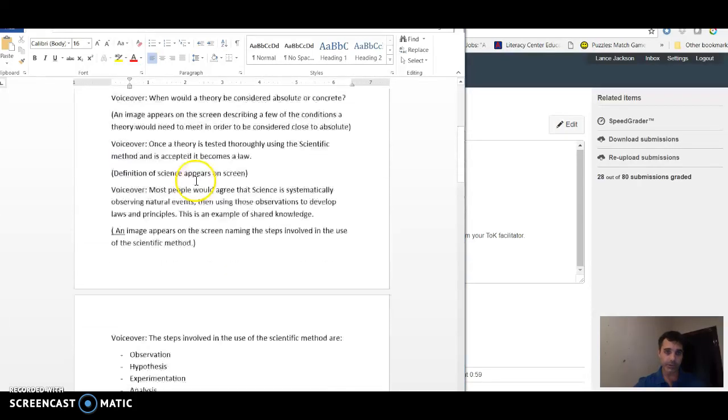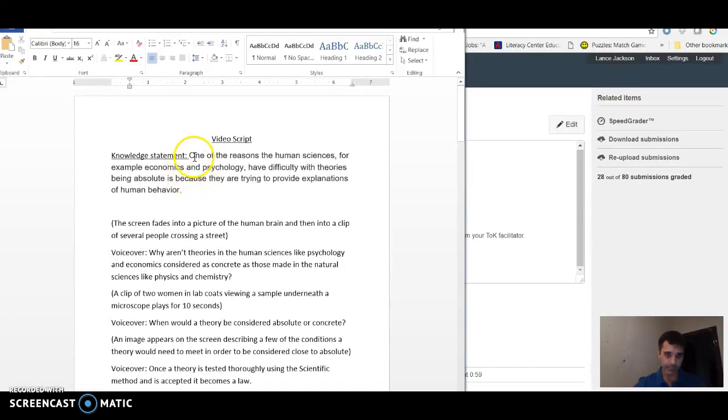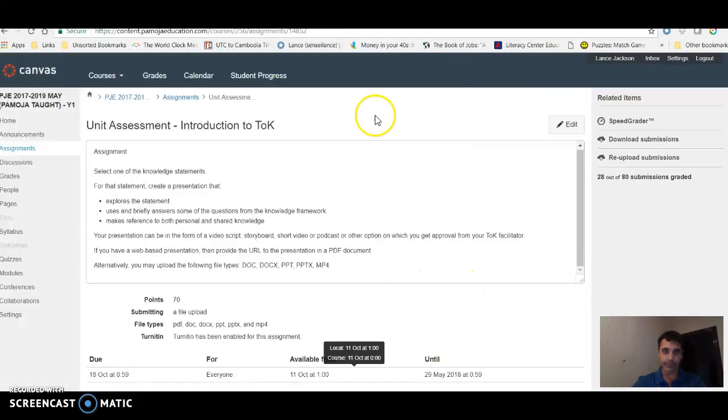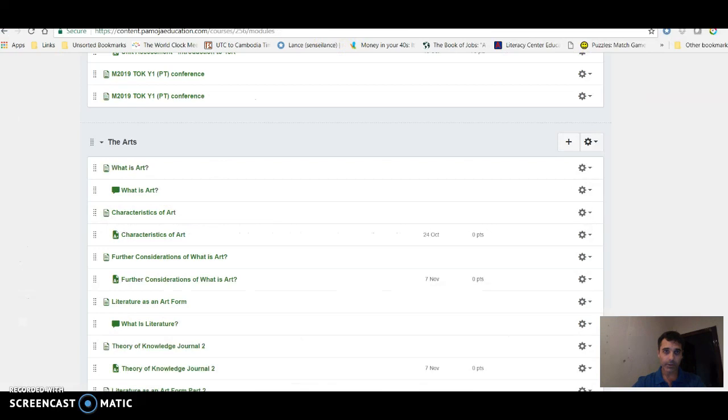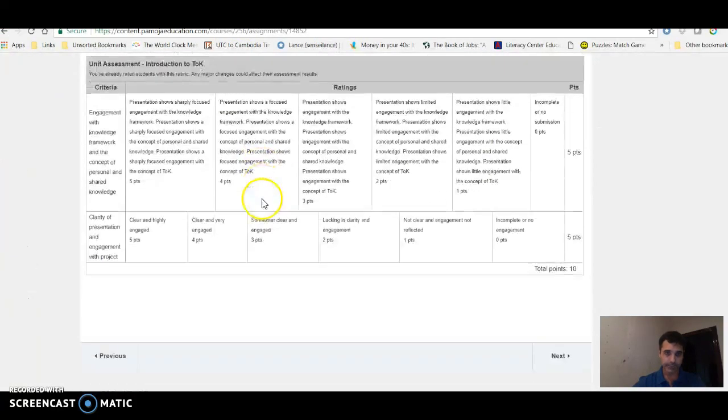Has she treated the knowledge statement? One of the reasons that the human sciences have difficulty with theories being absolute is because they're trying to provide explanations. Yes, I think so, right? When we look at all of that, we can see that she really did stay focused on that. And so when I go over and try to mark it, and I look over at this, I gave 5 there, I think, and 4 here.